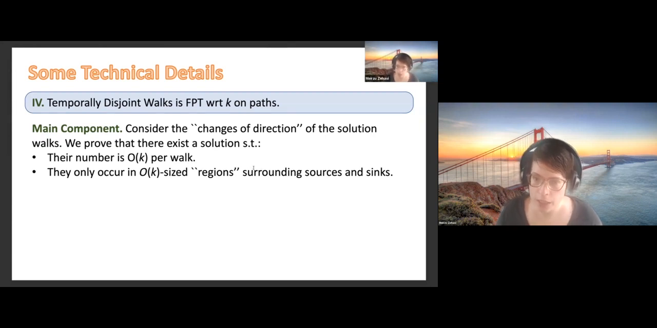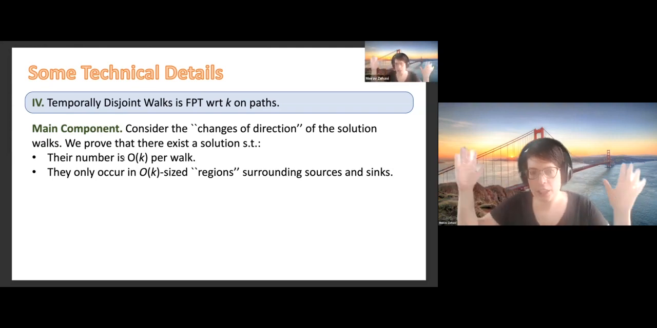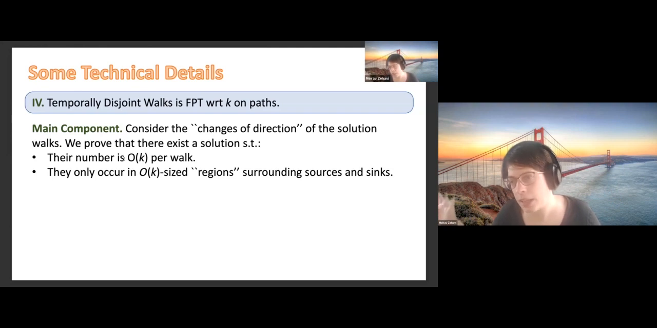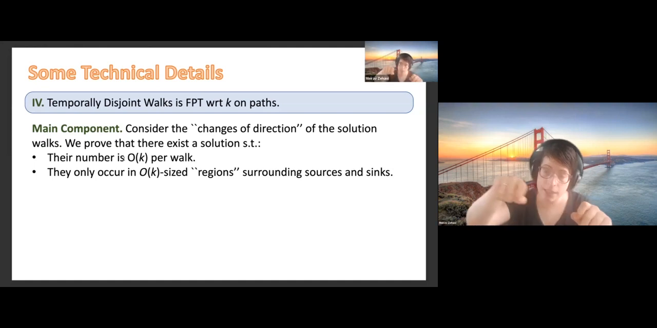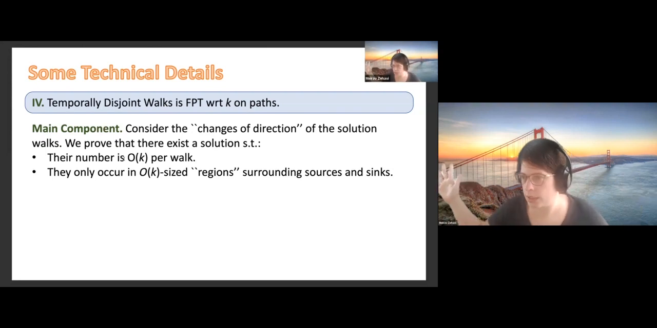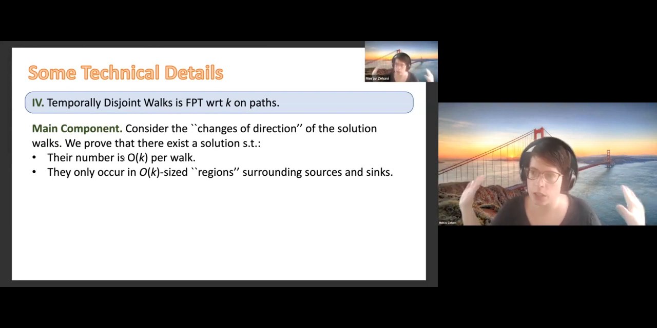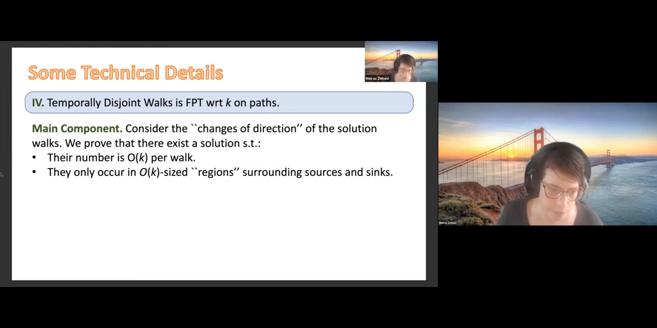Okay, so what we prove is that there exists a solution where these changes of direction are very specific and very restricted. So there exists a solution such that the number of times that the solution walk changes direction is just order k, linear in the number of terminal pairs that we have in the input. Okay, so there exists a solution where this happens. It only changes direction a few times. It's not that every solution does it. We only prove that there exists at least one solution that does it. Okay, so every walk changes direction only a few times.